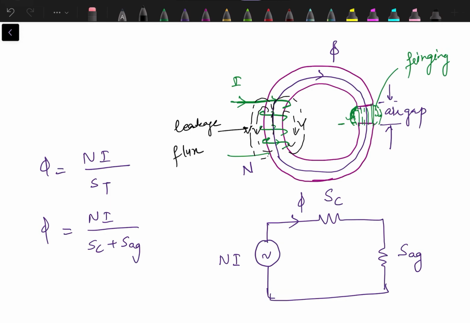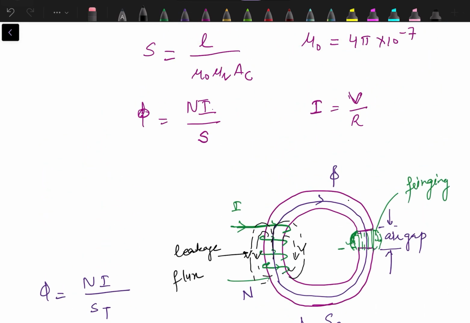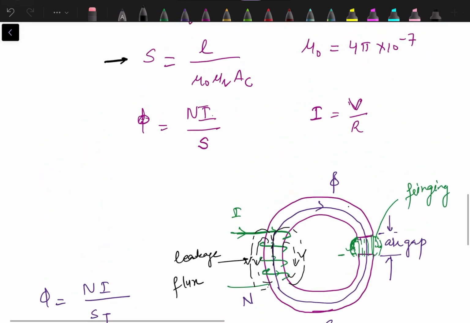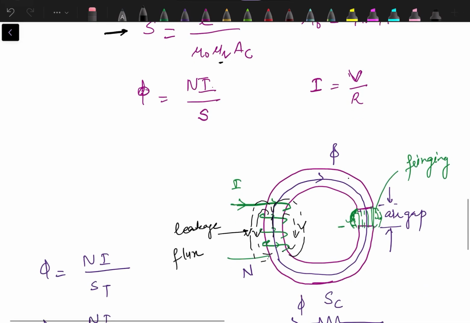by the air is much higher in comparison to the reluctance offered by the core. This can be clear from the expression of reluctance, since the relative permeability of air is 1, while for electromagnetic materials it's in the range of thousands. So the reluctance of the magnetic material is much less in comparison to air. That's why the flux mostly flows through the confined path instead of flowing through the surrounding air.